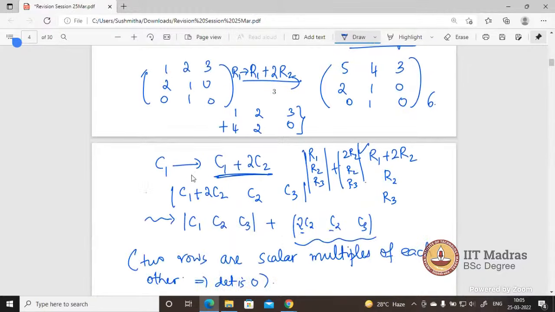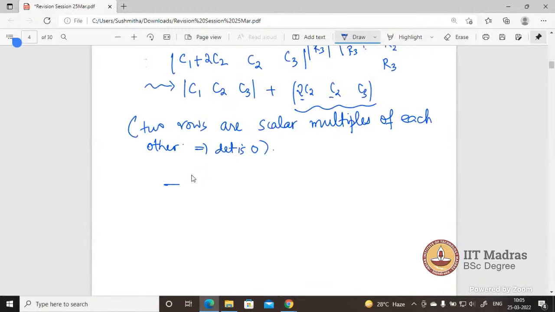What is the one more row operation that we are allowed to do? Multiply a row by a scalar, right? By a scalar, say C. Then what happens to the determinant? The determinant also gets multiplied by C. So it's going to be C times the determinant of the matrix that you started with. So when you have a common scalar in a row or a column, just pull out that scalar, and then calculate the determinant.